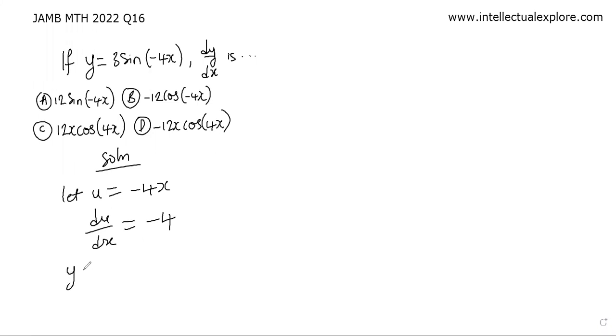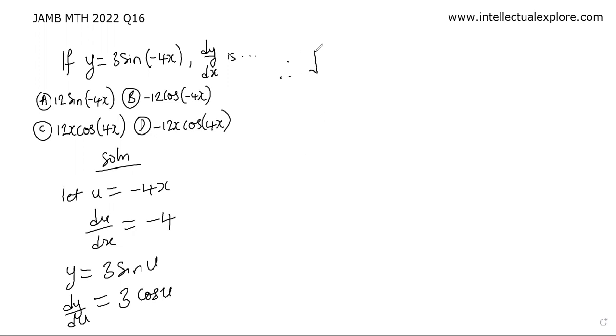Now our bigger function, which is y, can be written this way: 3 sine u. So now we're going to differentiate y with respect to u. So dy/du will equal, this is the constant, we keep it, and if you differentiate sine, you get cos. That will be 3 cos u.